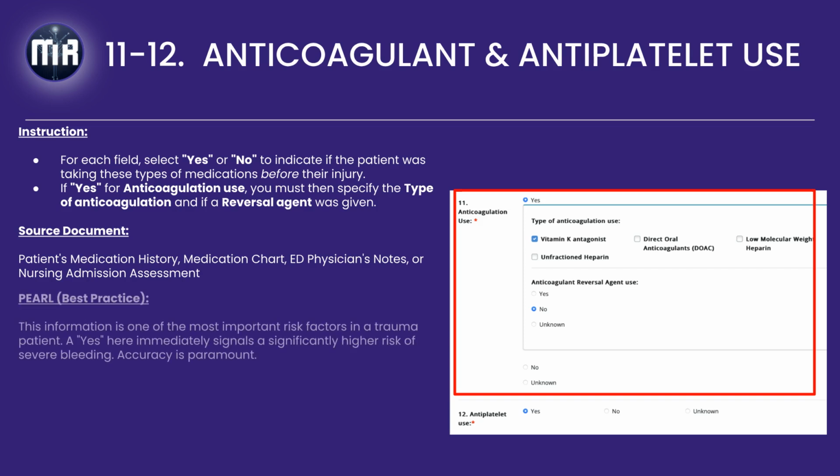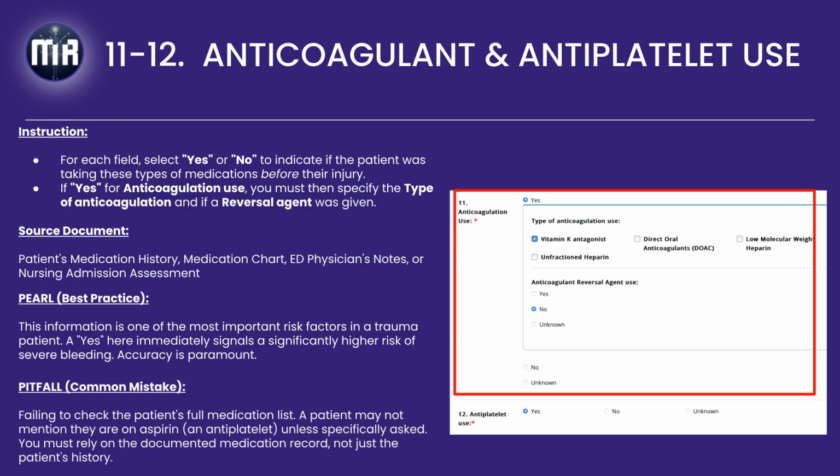The pearl, or best practice, here is to understand that this information is one of the most important risk factors in any trauma patient. A yes in either of these fields immediately signals to a clinician or researcher that this patient had a significantly higher risk of severe uncontrolled bleeding. Therefore, your accuracy is paramount.